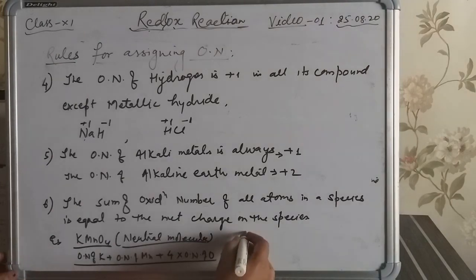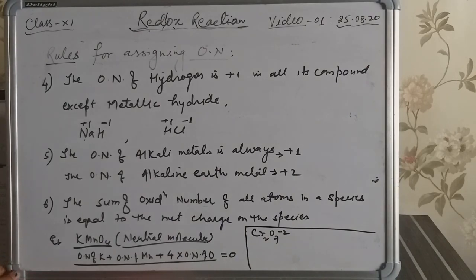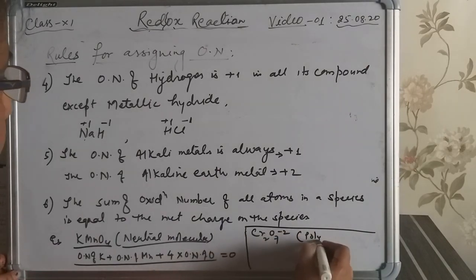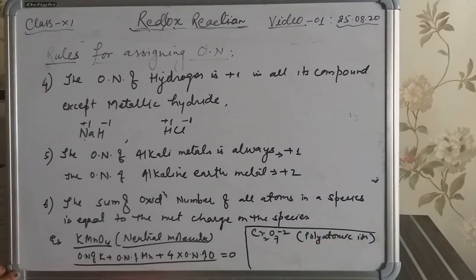In the case of the dichromate ion, for example, Cr2O7 2-, this is a polyatomic ion. By calculating, 2 times the oxidation number of chromium plus 7 times the oxidation number of oxygen equals -2. So this is our sixth rule.